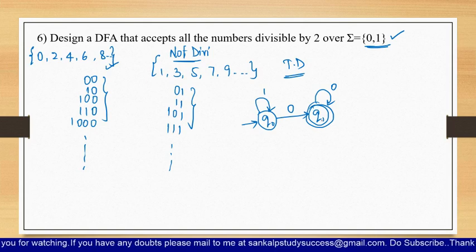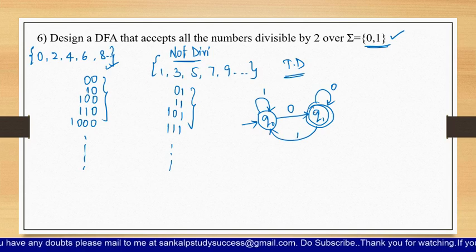Now, you have to apply 1 to Q1. If you apply 1 to Q1 by moving to Q0, then it is not ending with 1, because if you take the self loop of 0, 1, then 1, 3, 5, 7 and 9, which are odd numbers, will also be accepted. So we are moving from Q1 to Q0. Now this is the transition diagram for the numbers which are divisible by 2.